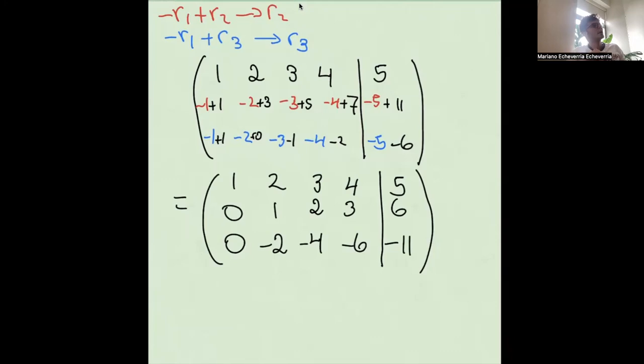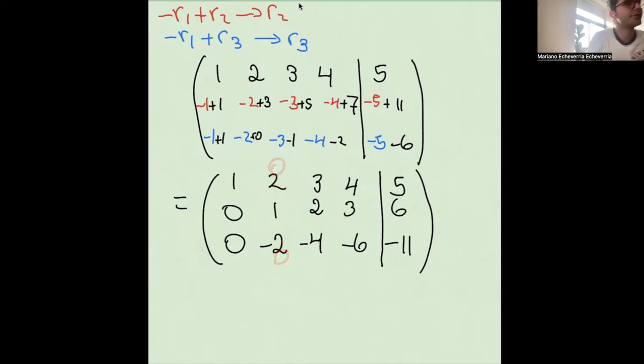Now you are done with column one. Column one is ready to go. Now you look at column two. You look at the second row, because the first row already had its first entry being 1, so the first row is good to go. The second row starts with a 1, which is good. Since it starts with a 1, you want zeros everywhere else in that column. So you want a 0 here and a 0 here.